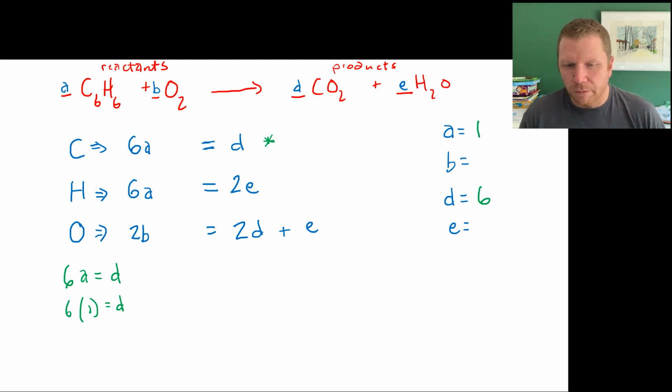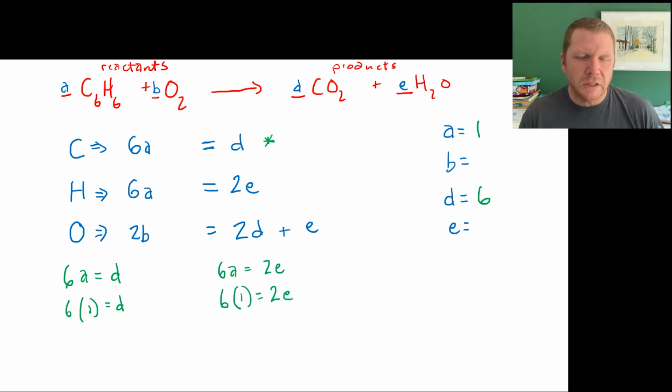My next equation is 6A equals 2E. Well, again, I can plug in 1 for A and set that equal to 2E. So 6 times 1 is equal to 2E, which I would divide each side by 2, and I'm left with E is equal to 3.